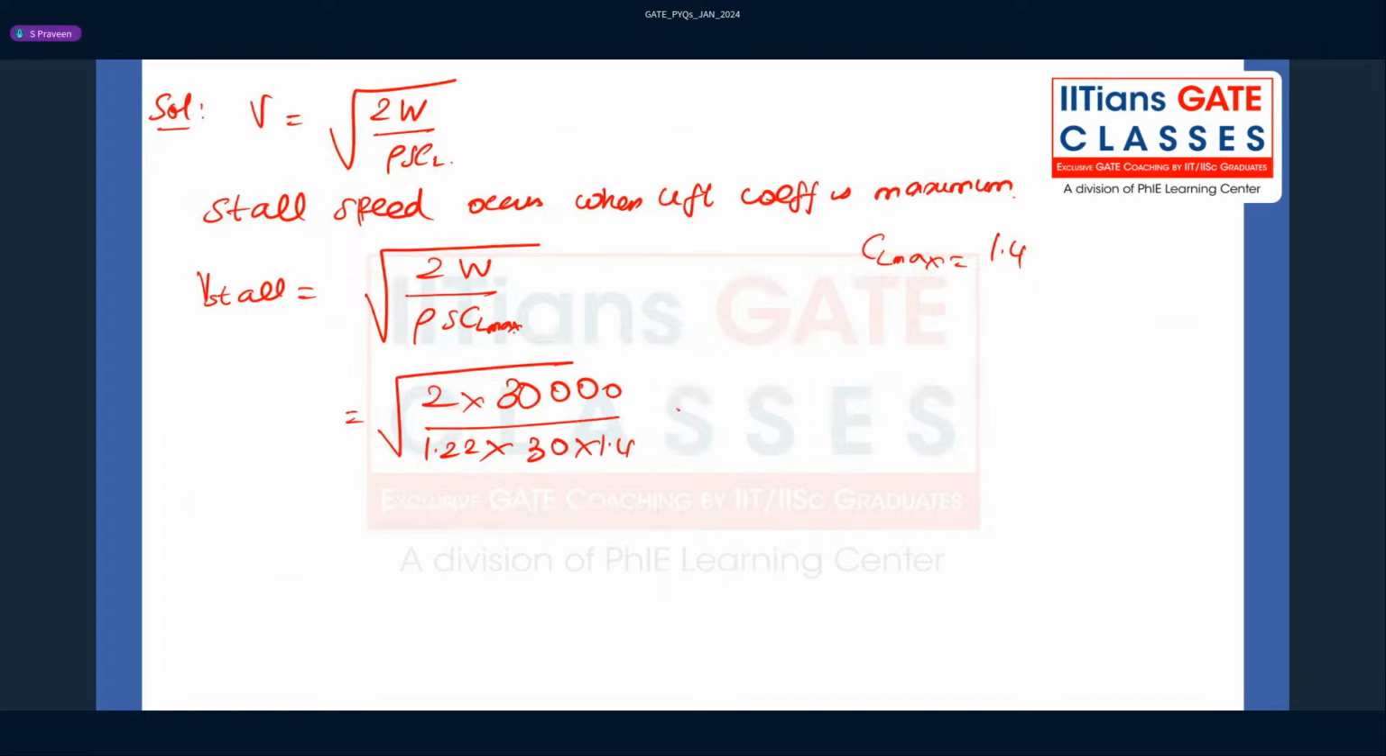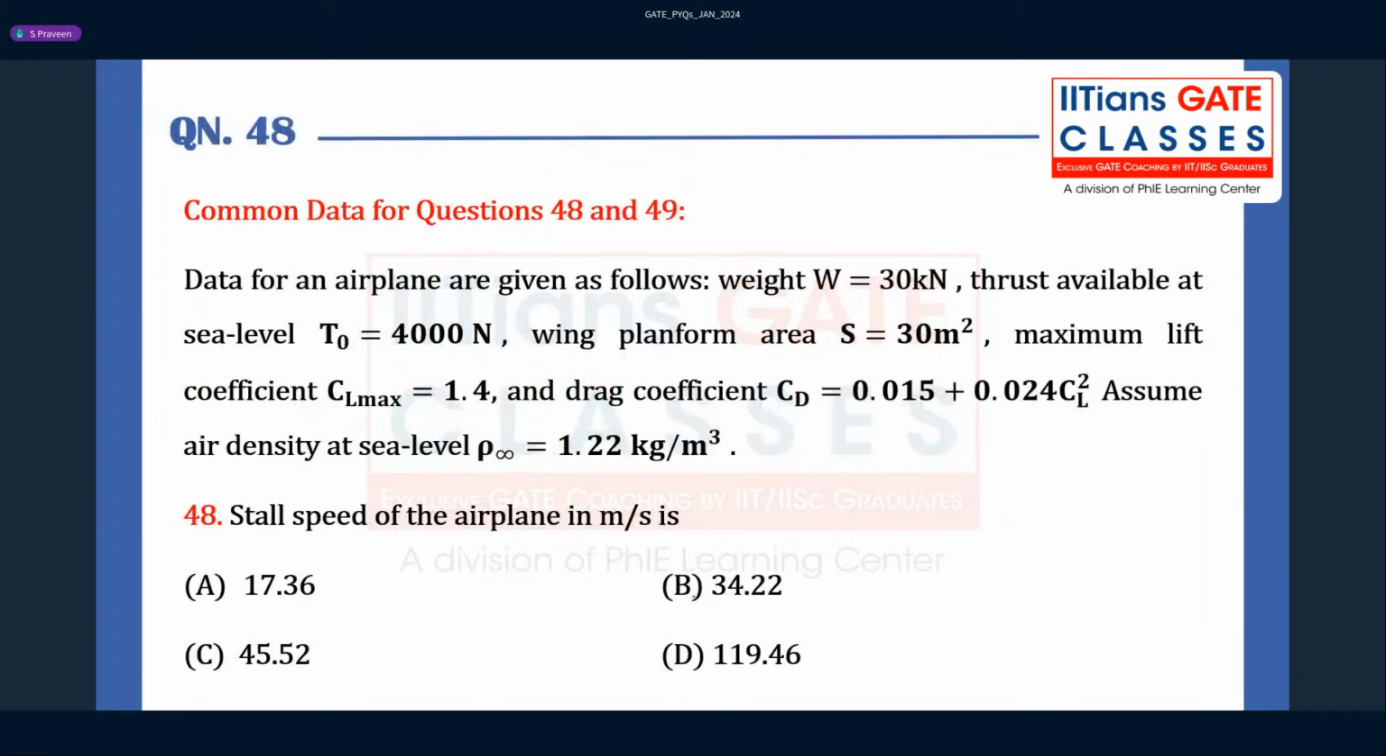If I simplify this, you will get a velocity close to 34.21 meter per second. So this is my expression for the V stall, the stalling speed. Hope you guys don't have any doubts in this. So if you just write it over here, the answer is option B, okay?